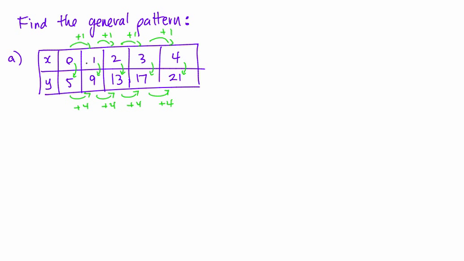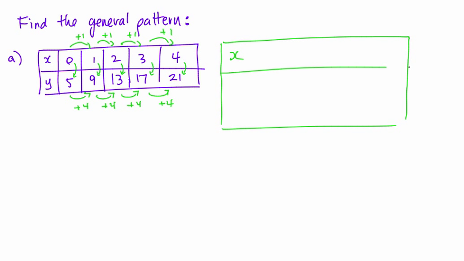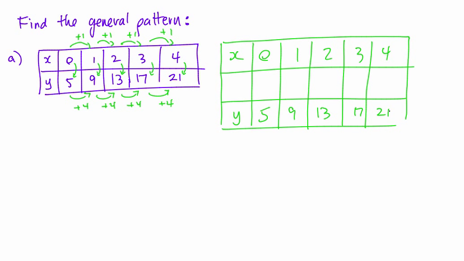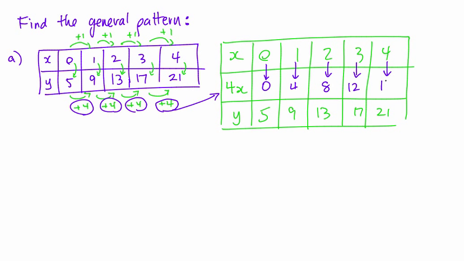So here's a trick. If you have the x values all going up by 1, and the y values are going up by the same amount each time, you can rewrite your table. I'm going to make it a little bit bigger. So I had x and y. Let me just copy that out quickly. Now I'm going to create a column called 4x, and the place that I got the 4 was from adding 4 every single time. So I have x is equal to 0, 1, 2, 3, 4. 4 times x would be 0 times 4, 1 times 4, and so on.